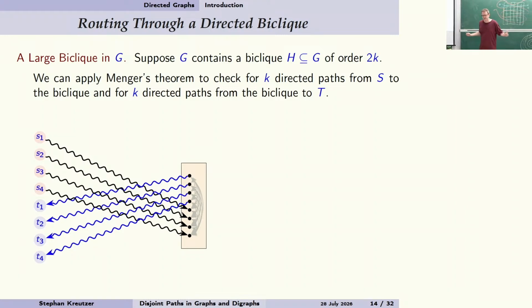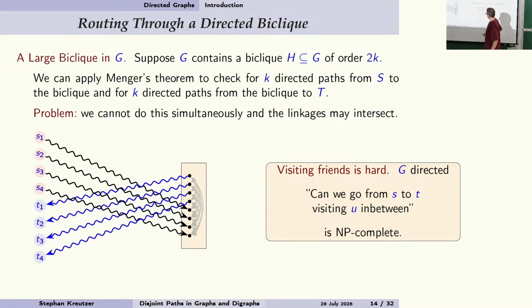The problem is we can't do this simultaneously. Right? So we can't ask Menger, can I find completely disjoint paths, four of which go this way and the other four going that way. And because we can't do it, it means the paths which are disjoint from S to the clique and the ones that go back, they may intersect between themselves.